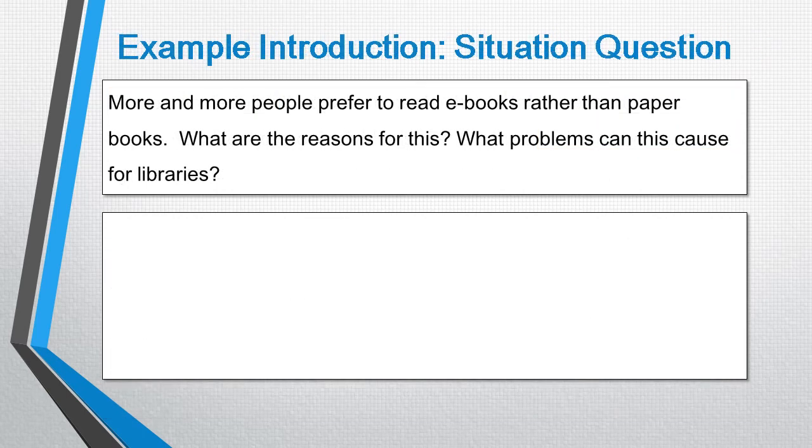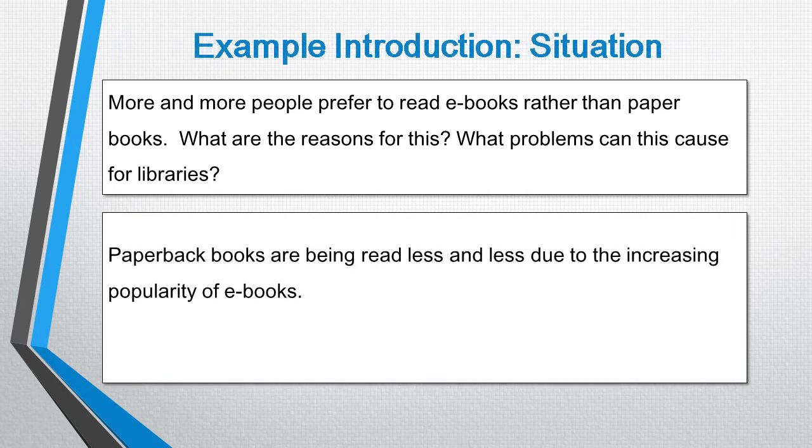And the fourth and final question type we're going to look at is the situation question type. And this question reads, more and more people prefer to read ebooks rather than paper books. What are the reasons for this? What problems can this cause for libraries?